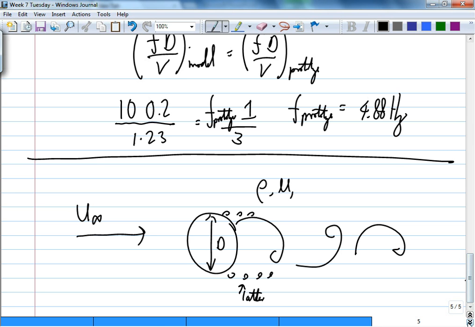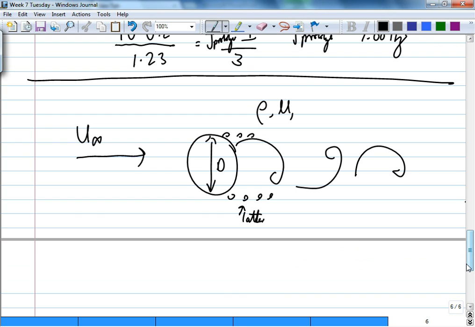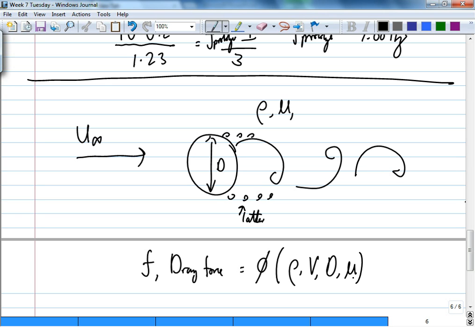So the output parameters that we cannot control are the frequency of the shedding and, say, the drag force. What we can control, the input parameters, are rho, V, D, mu: the fluid properties, the velocity, and the diameter.